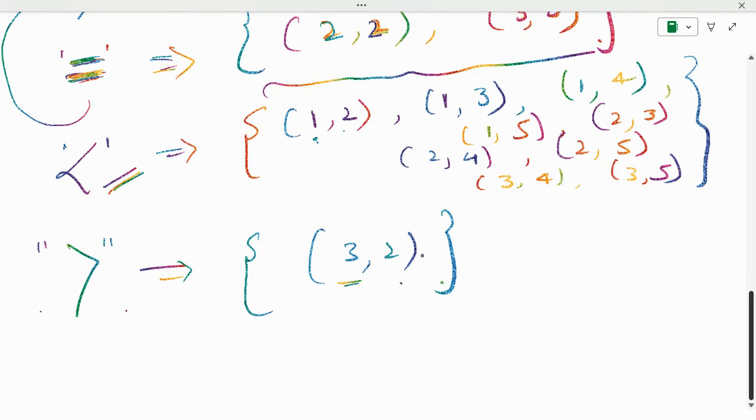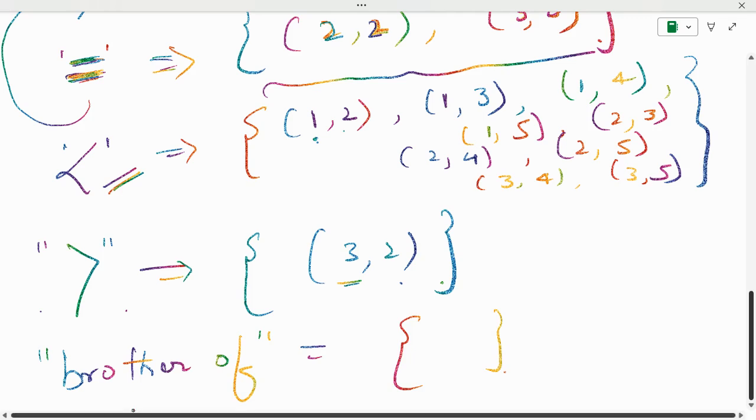So all these are the types of relations which are defined on the cross product of A into B. And if we define a relation called brother of, so the first element is brother of the second element, is that relation possible? No, so this set will be empty. So there is no relation such that X is a brother of Y in the ordered pair XY, such that X belongs to A and Y belongs to B.